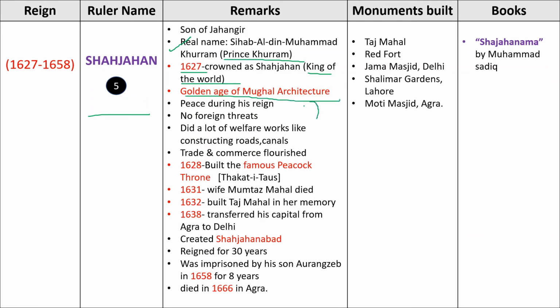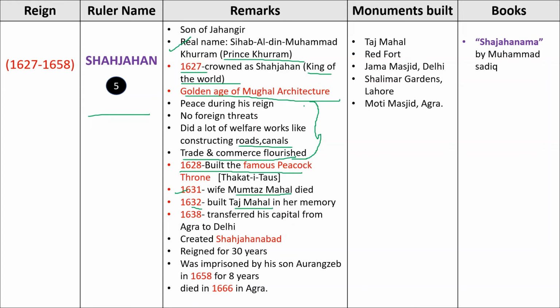During his period, there were no foreign threats, so peace prevailed and he did a lot of welfare works like constructing roads, canals, etc. And trade and commerce also flourished. In 1628, he built the famous Peacock Throne, that is called Takht-e-Taus. In 1631, his wife Mumtaz Mahal died. So in memory of her, he built the Taj Mahal in 1632.